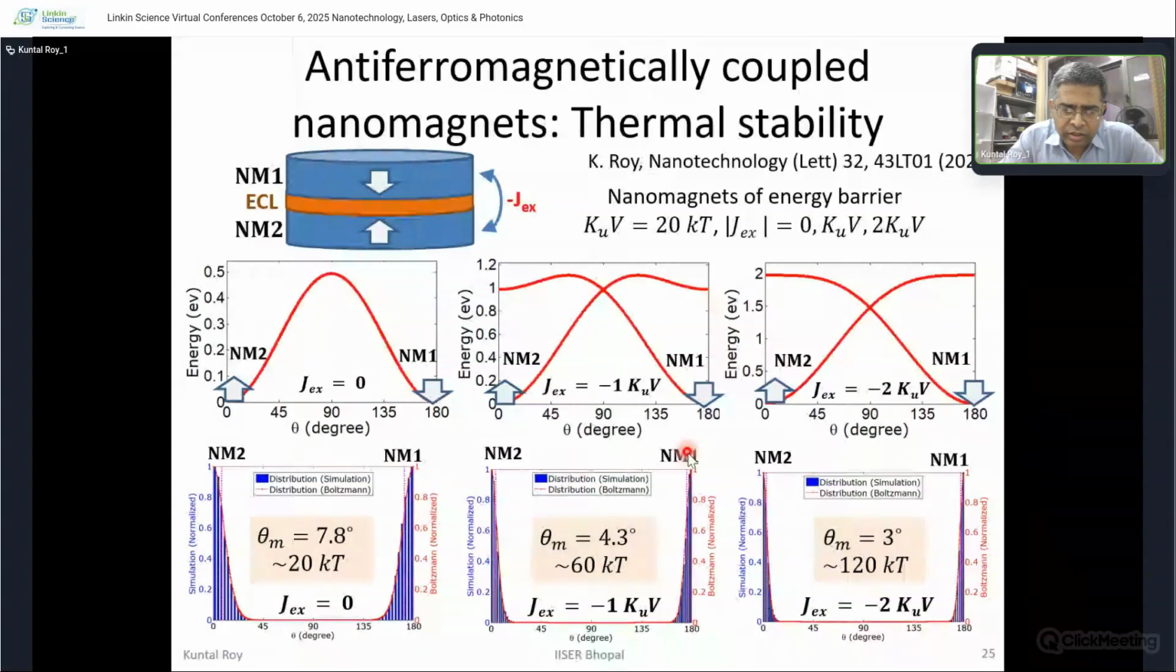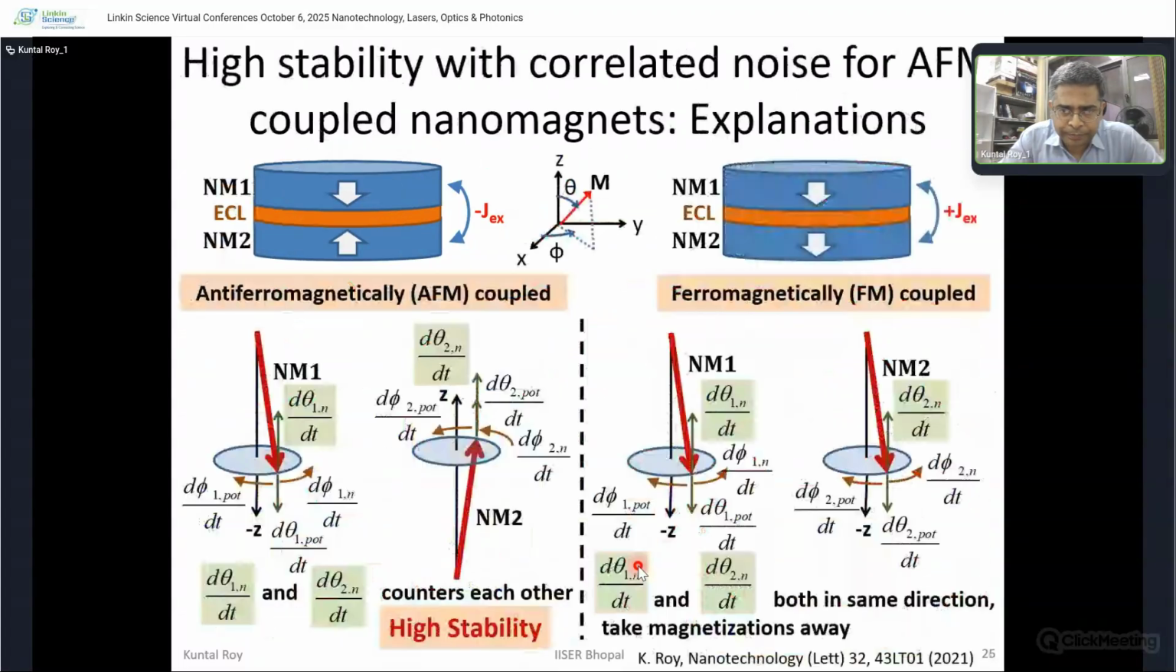Here we see that with the exchange coupling, this distribution is becoming narrow. It means they are less fluctuating, and that is equivalent to an improved energy barrier of 60 kT. And if you can increase the exchange coupling more, then you get an even higher energy barrier. So it means that we can reduce the dimension of the magnets, go smaller and smaller, and still have a 40 kT energy barrier. So it is possible to go below 10 nanometers.